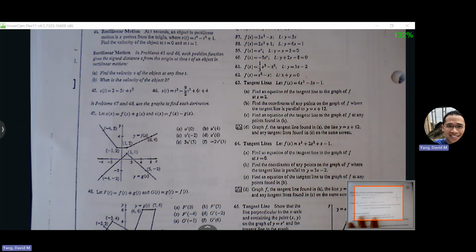What does it mean when it asks for the equation of the normal? The normal is perpendicular. So just take your slope and make it the opposite reciprocal.